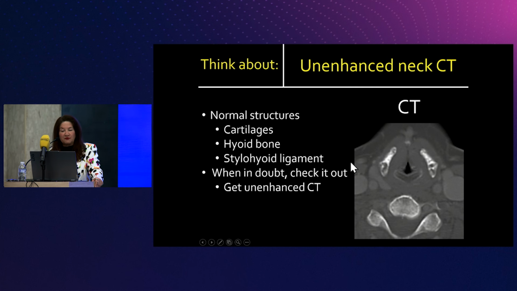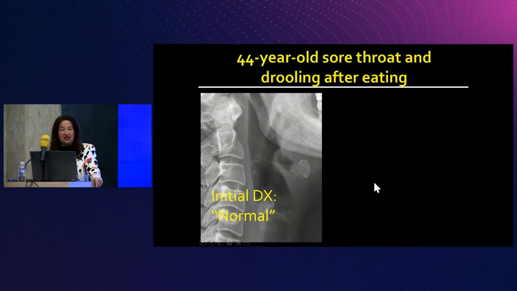First of all, when you're looking for foreign bodies, you should do unenhanced imaging because the contrast can make it difficult to pick up a small foreign body like a fishbone. Also, when you're getting ready to read a foreign body, think about normal structures, the cartilages, the hyoid bone, the stylohyoid ligament, and when in doubt, again, if you have a plain film, which is really quite the correct way to start the workup of a foreign body, get an unenhanced CT.